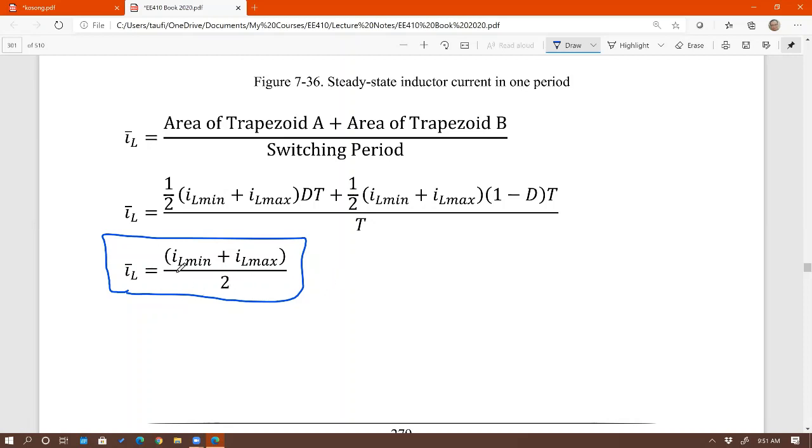That IL average is equal to IL min plus IL max divided by 2. You just add those two critical points and then divide by 2. Basically the average of the two, the midpoint. So IL min plus IL max divided by 2, that's the equation for IL average. And this is only true for CCM. Remember that, because our analysis for these converters is under CCM mode. Under CCM, it doesn't matter if it's a buck, a boost, or buck-boost, this is always true. This is a general equation for buck, boost, and buck-boost.